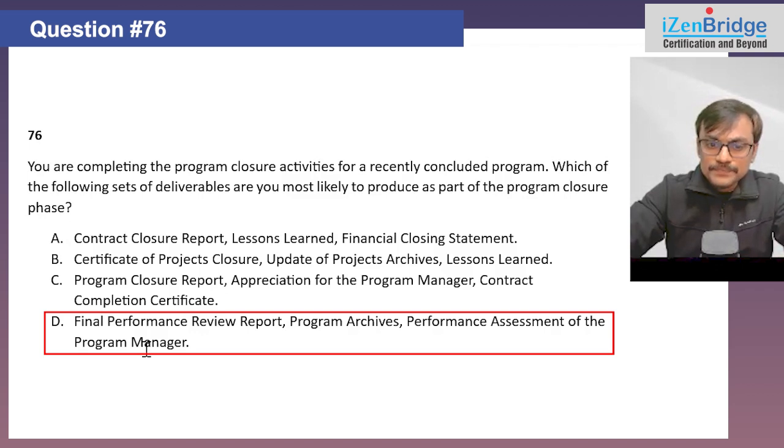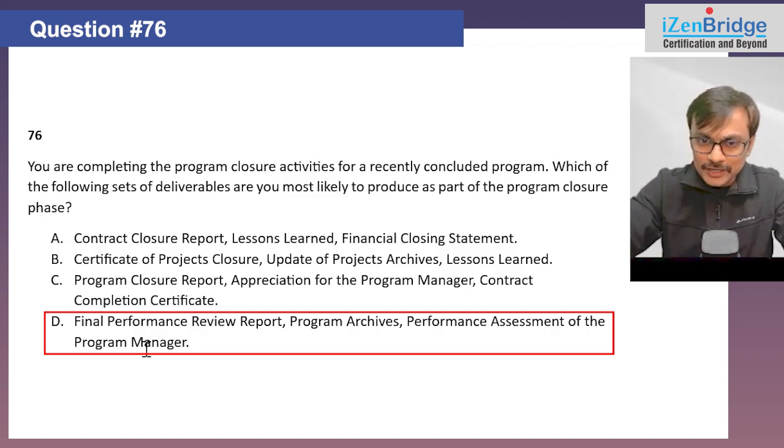Option D, final performance review report, yes. Program archives, yes. Performance assessment of the program manager. Again, C and D can be avoided because they are talking about appreciating and assessing the program manager during the program closure. Now, in many companies, that's also a kind of practice where you have a review of a program manager as part of program closure. But for our activities and exam purposes, the review, motivation and assessment of project and program managers are a continuous activity. They are not expected to wait till the end.